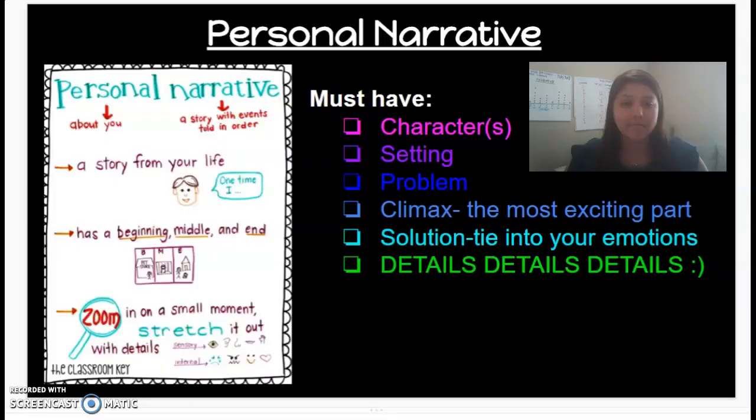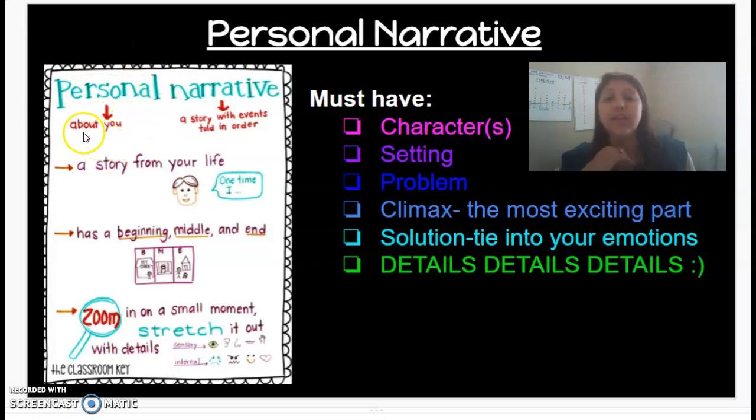Okay, so let me kind of go into what a personal narrative is, and then I'm going to briefly go over the writing process. So let's take a look at that. So again, in 4th grade, we really focused on having a topic and then having the reasons to support that topic. Now we're going to go more into writing a story, which is actually called a personal narrative, and I kind of broke it down here for you.